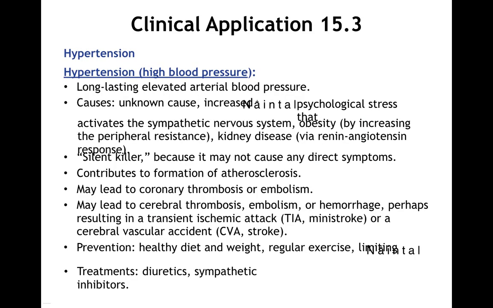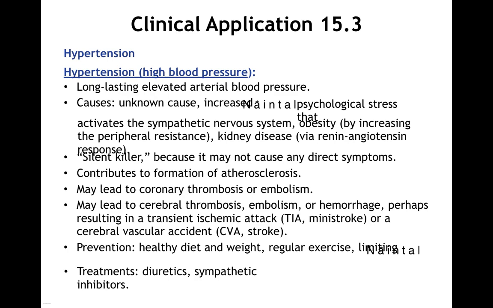Hypertension is high blood pressure. It's a long-lasting elevated arterial blood pressure. Most of the causes are not known. We do know many things that correlate with high blood pressure, are associated with high blood pressure. It's sometimes referred to as a silent killer because it may not have direct symptoms.